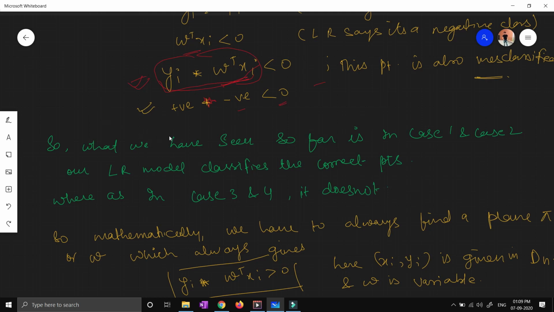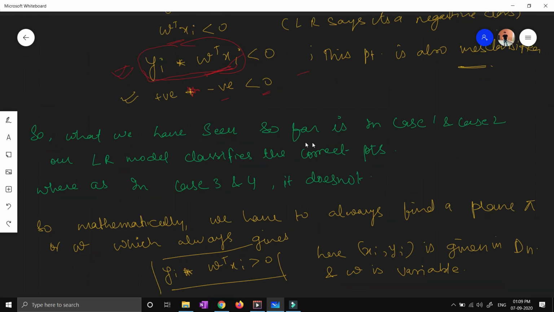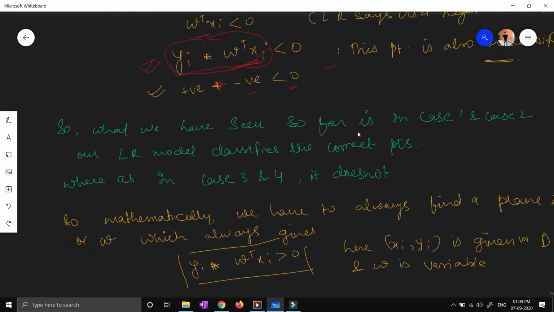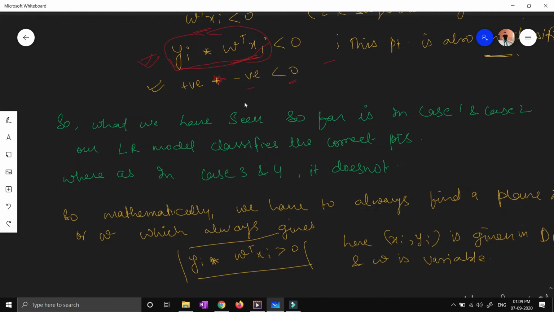So what we have seen so far is that in case 1 and case 2, our logistic regression model or classifier classifies the correct points. It tells us the correct points because this particular term is always greater than 0. Whereas in case 3 and 4, it doesn't. It misclassifies the data points and gives the negative term. This particular term is negative over here.